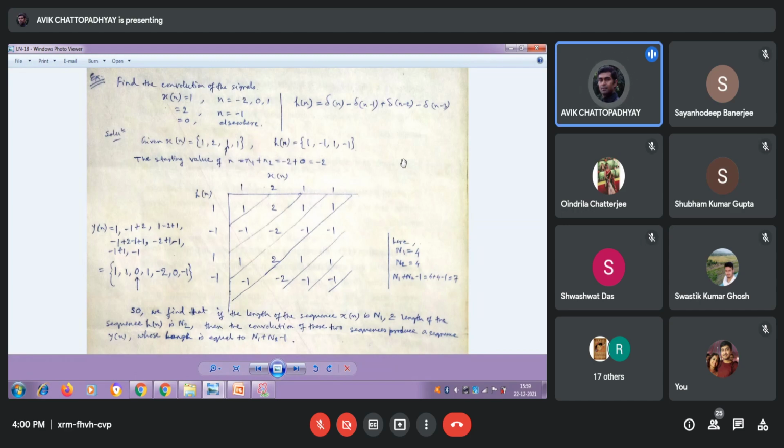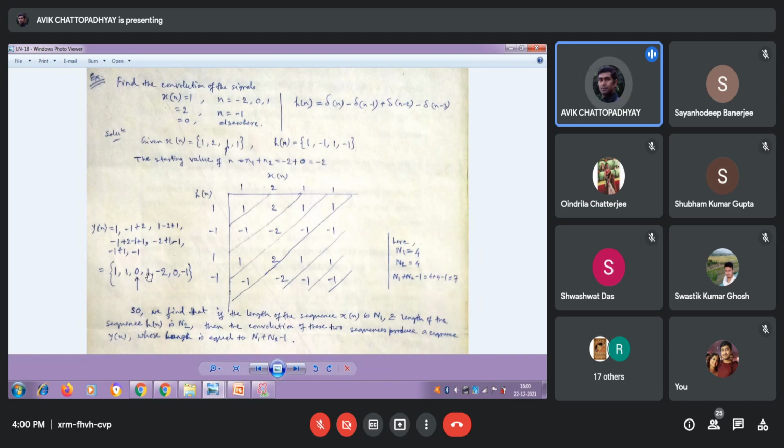So the starting point will be n1, the starting point for this, which is nothing but the 0th element. This is minus 1, this is minus 2, and this is 0. So the first element is 0, so 0 plus minus 2 will be minus 2. So the minus 2 position will be the starting point for the convolved signal. And also it will extend, because we know the length will be 7. So obviously it will extend up to minus 2 plus 7, that is plus 5.